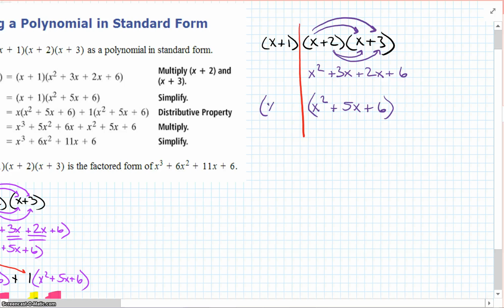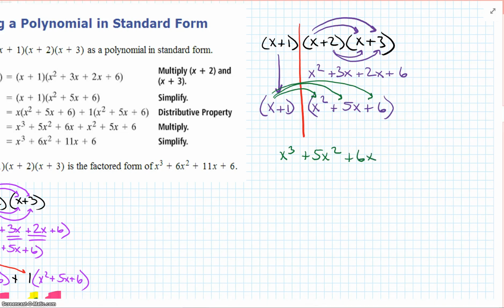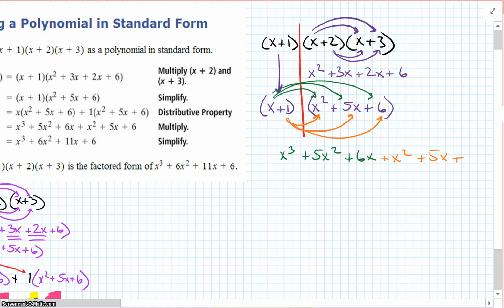Okay, and now we're going to multiply it by x plus 1. We're just going to drop that down. Now, first term to first term, so x times x squared is x cubed. X times 5x is 5x squared. And x times 6 is 6x. Okay, now we're going to go to the second part. Second term. First one. So 1 times x squared is x squared. 1 times 5x is 5x. And 1 times 6 is 6.